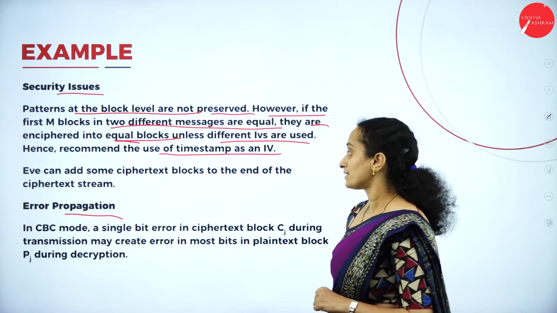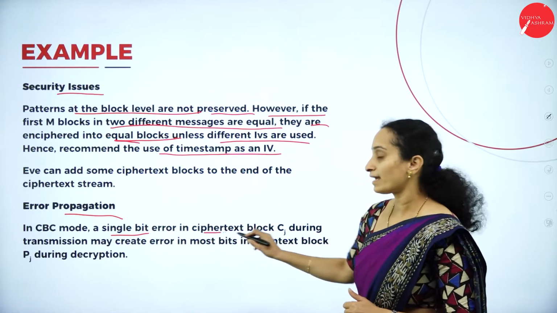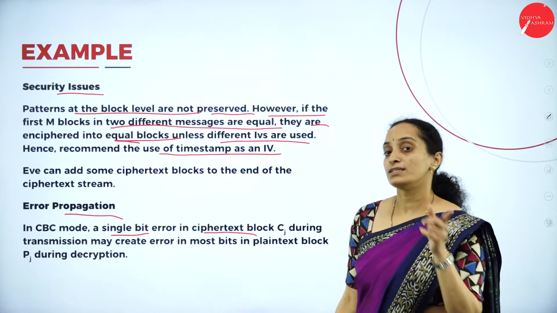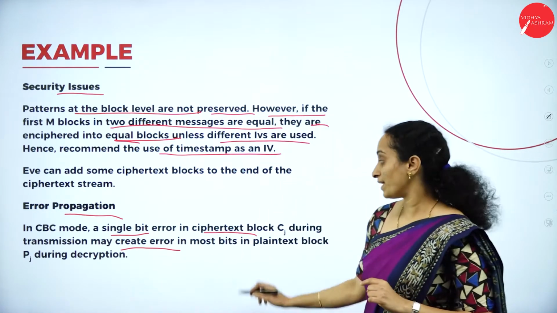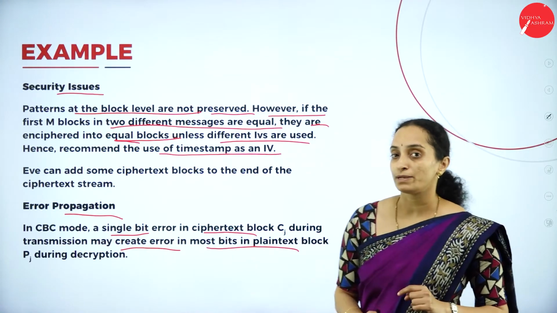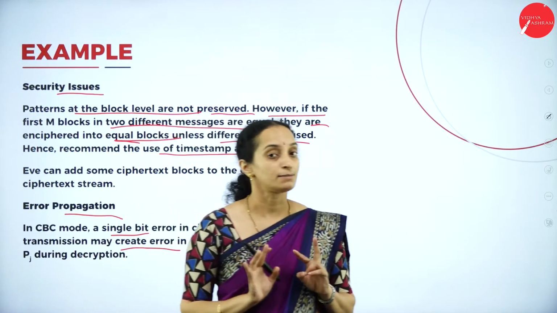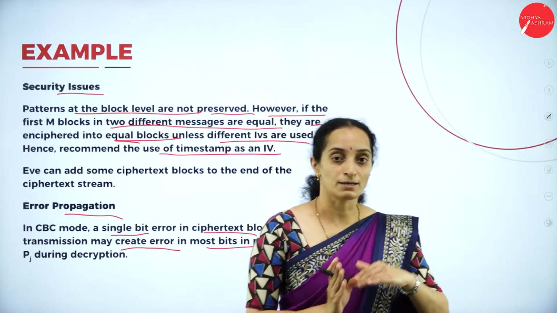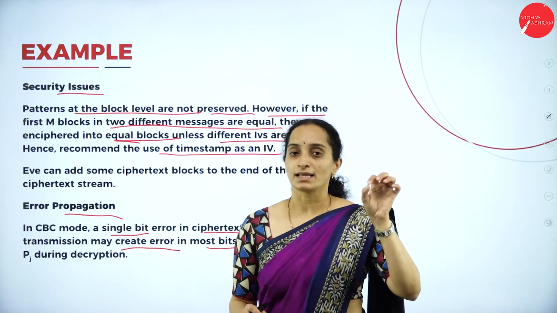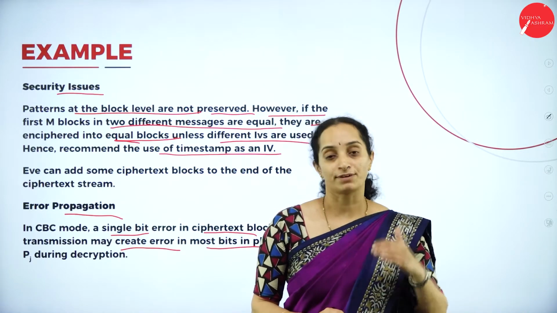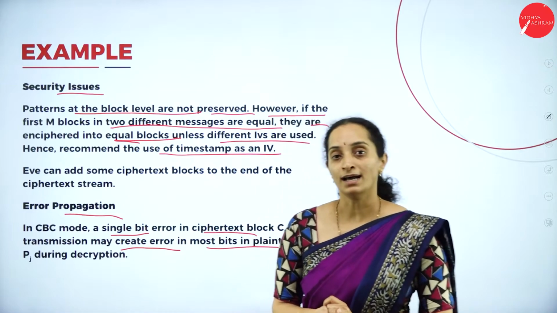When you check the error propagation in CBC mode, a single bit error in a ciphertext block, which needs to be XORed with the next one during the transmission, may create errors in most of the bits, because in CBC mode we don't have block independence. Each block depends on the result of the previous block, isn't it? If one bit in one of the blocks is affected, it affects all the consequent blocks in the plain text.